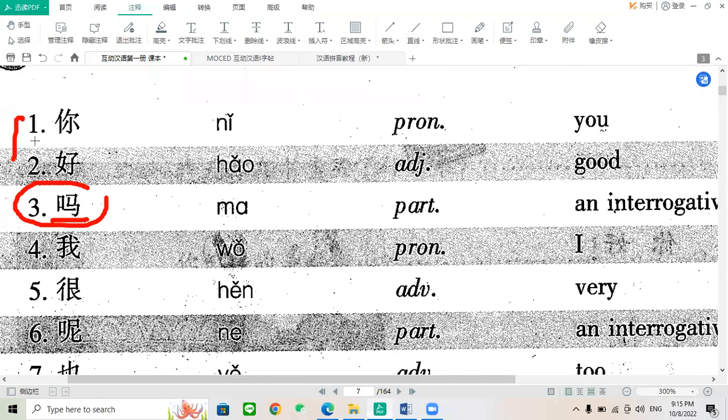So we can use these 3 characters together to build a sentence. Ni hao ma. Ni hao means how do you do or hello, right? But when we place ma at the end of the sentence, like I said, we want to raise a question. So ni hao ma means how are you, right? How are you? So here is the basic sentence structure I want to explain to you.